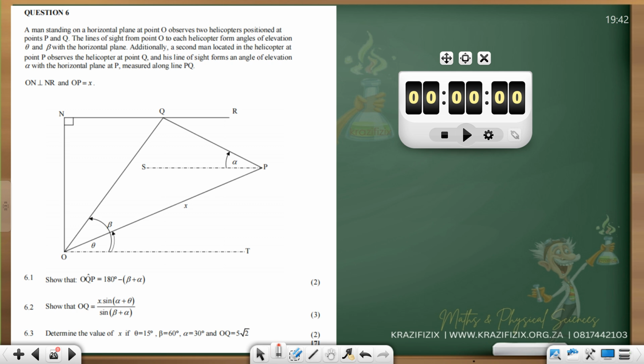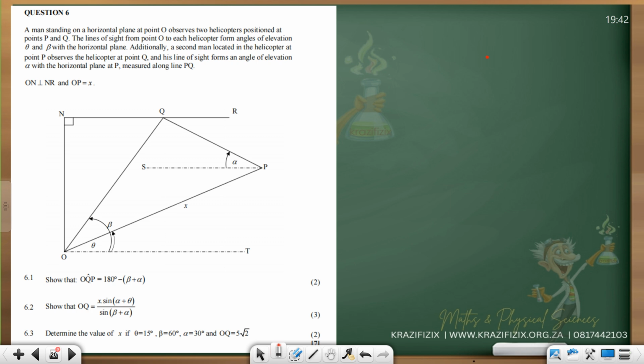Can we mark quickly? Let's mark. All right, it looks difficult though, just looking at the diagram. I think that's what killed you here, the diagram.